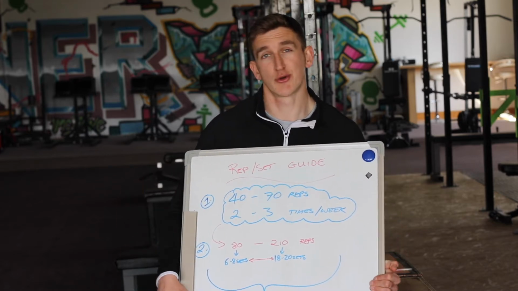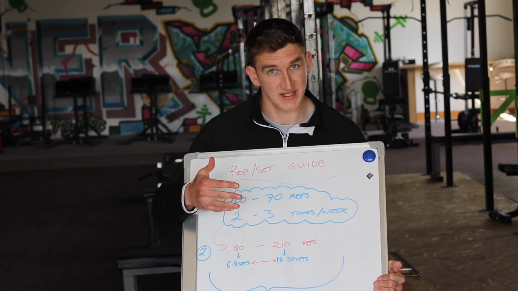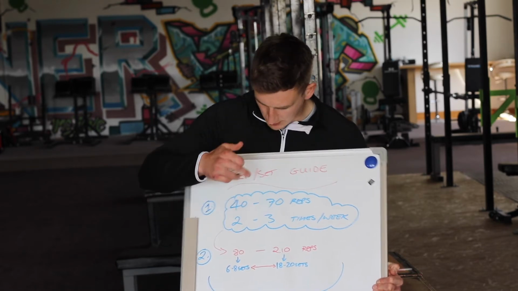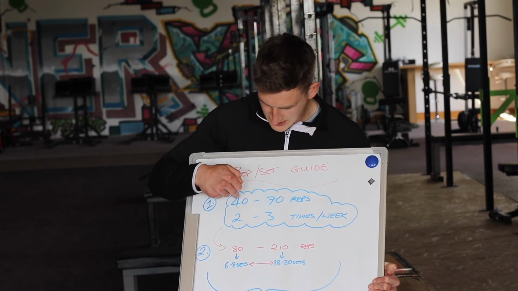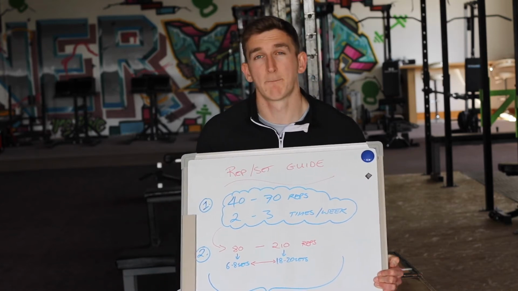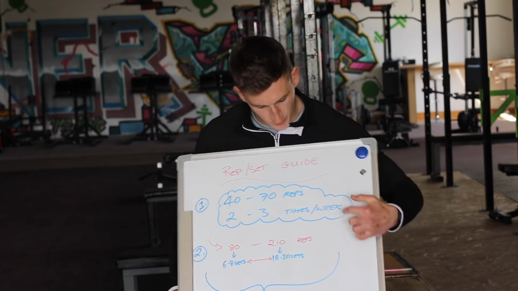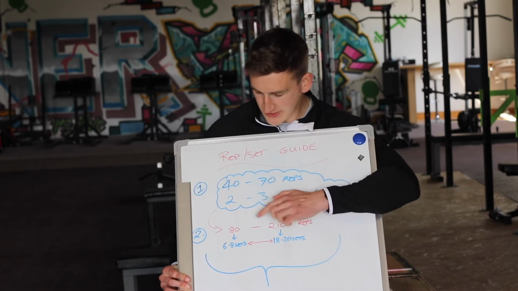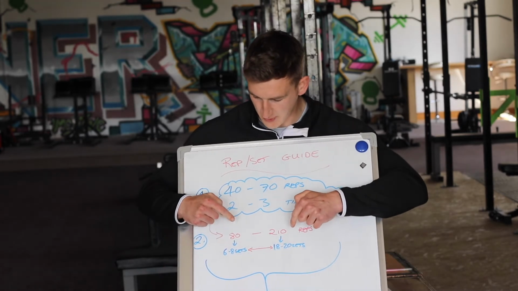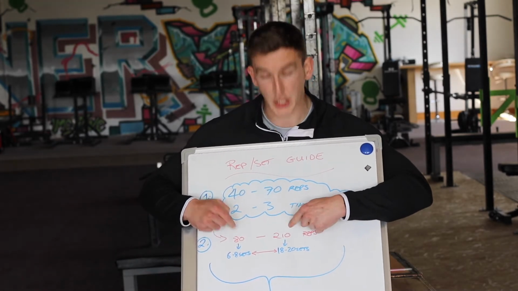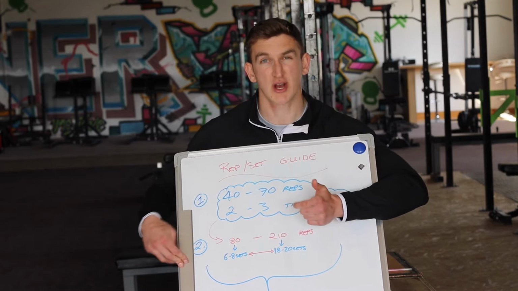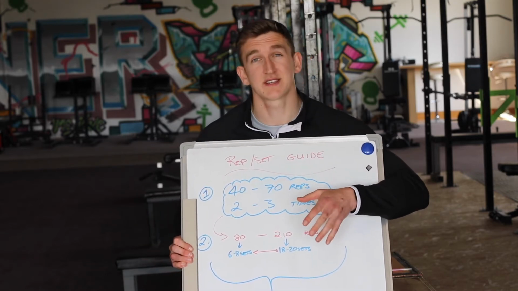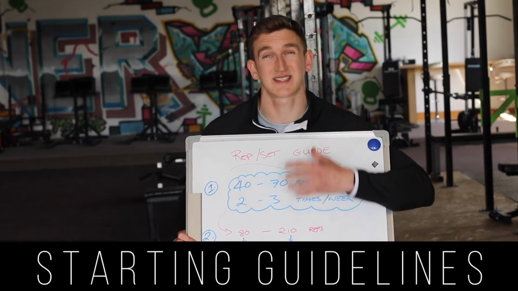So let's just say you're trying to grow your quads. Use that for this example. So in the scientific world lately, a paper came out recently where it's 40 to 70 reps per muscle group with a frequency of 2 to 3 times training a week. Now, when you break it down, that's based on a range between 80 reps and 210 reps across a week per muscle group. So there's a big difference there, and the main thing with this is these are starting guidelines.